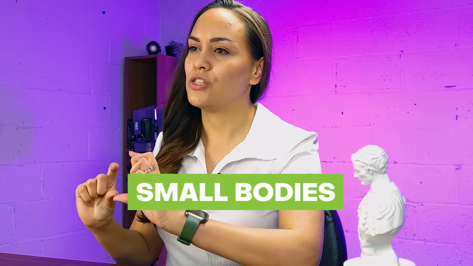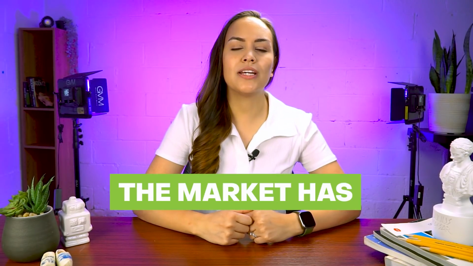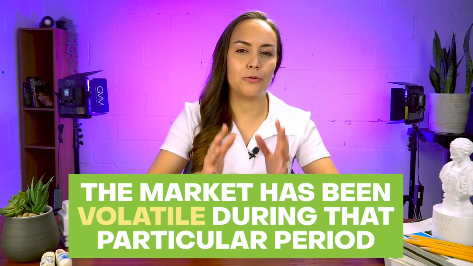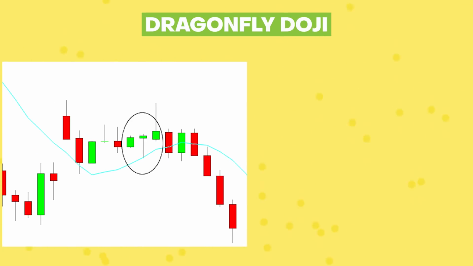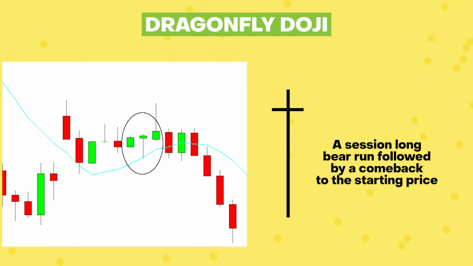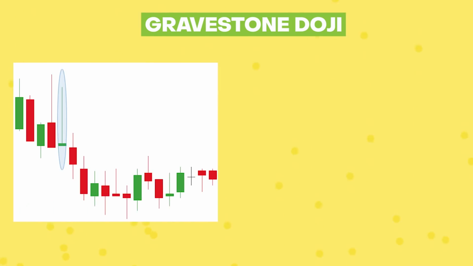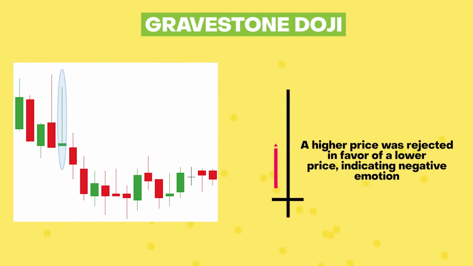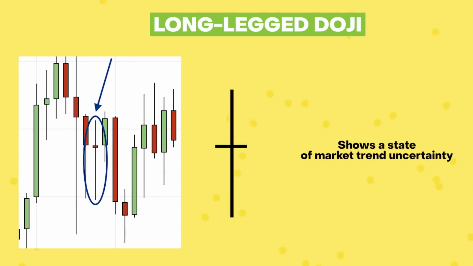Doji candlesticks are distinguished by their tall wicks and small bodies. If a doji is spotted on a candlestick chart, this shows that the market has been volatile during that particular period. Doji is divided into 3 categories. First, we have dragonfly doji. A long lower wick on a dragonfly doji indicates a session-long bear run followed by a comeback to the starting price. Then the second one is gravestone doji. The huge top wick indicates that a higher price was rejected in favor of a lower price, indicating negative emotion. And then we have the long-legged doji, and it shows a state of market trend uncertainty.